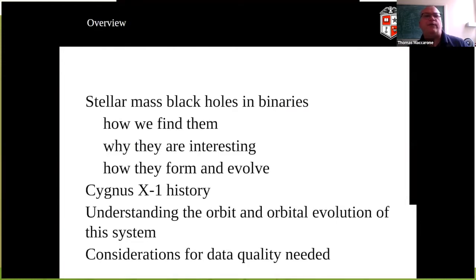All right, so as an overview, I'm going to talk about stellar mass black holes in binary systems, how we go about finding them, why they're interesting, and how they form and evolve. A little bit of the history about Cygnus X-1. And then some of the work that we want to do in terms of understanding the orbit and the orbital evolution of this binary system, and then some of the considerations for the data quality that we'll need to get in order to make some progress. I'll also talk about why this is a project that's really hard to do with big professional facilities.